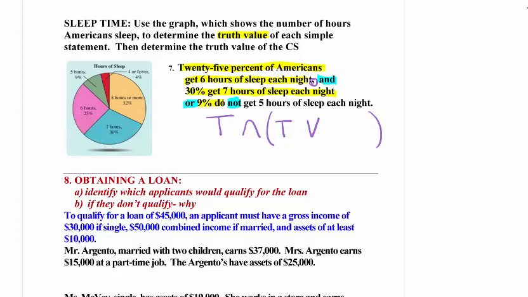My third statement is 9% do get 5 hours of sleep, but I'm taking the negation of that. So I'm looking at the 5 hours piece, which is the 9%. So that 9% is 5 hours is true, so we're going to take the opposite of that. So I'm even going to write that down at this point right now. That's going to give me a false. You could have gone directly to that piece as well.